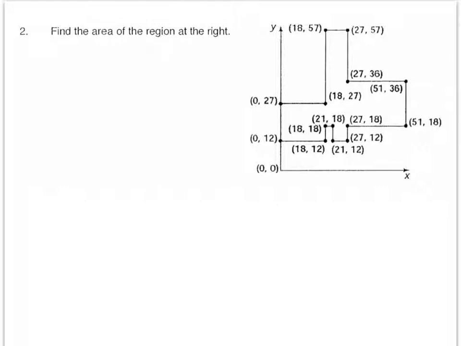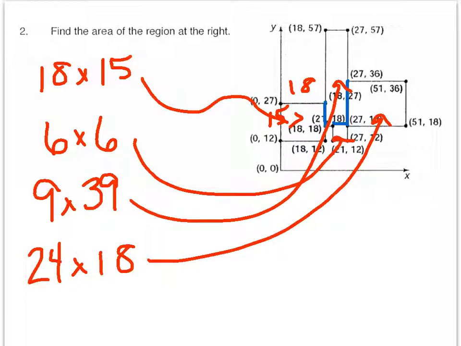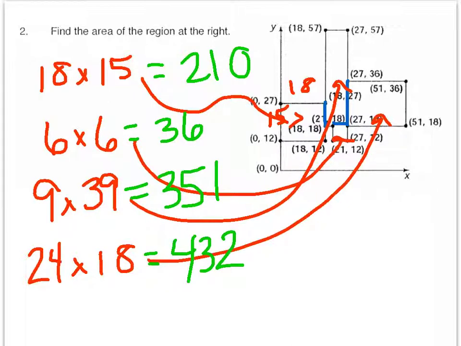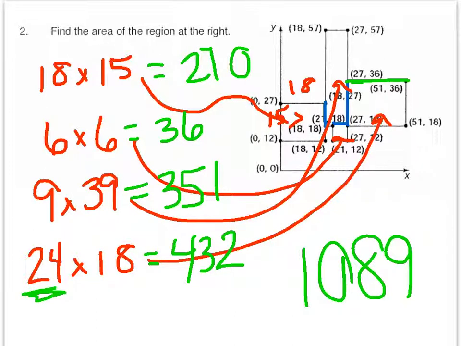Break the room into rectangles first. I see one right here, I see one right here, and I see one right here. Now I'm going to go through and find the dimensions for the rectangles. I know all the dimensions, I'm going to multiply them out. So now that I have the area of each individual rectangle, what am I going to do with them? Add them up. So your answer is 1,089 units squared.